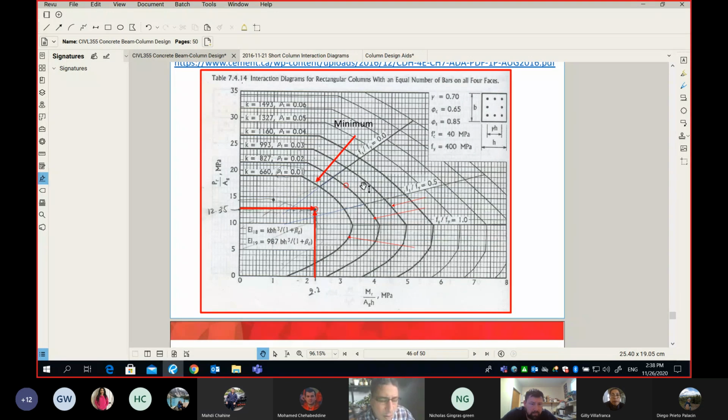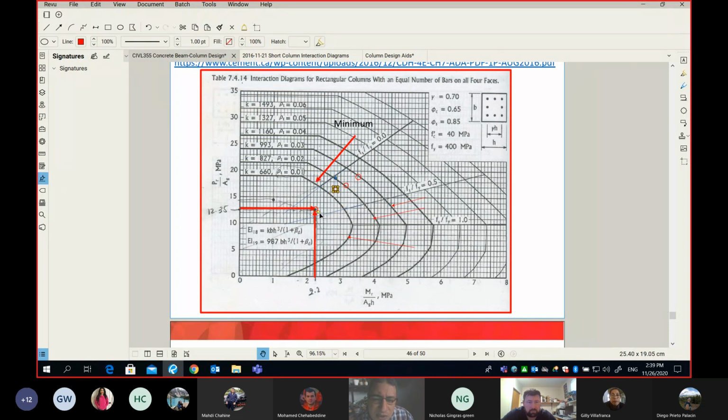2%. How about if my point comes here? How much reinforcement do I need? 3%. Okay, how about if my point is exactly halfway in between 1 and 2? 1.5%. Really, the closing remark, I already marked it on my slide, is that by code we cannot add less than 1% reinforcement, which means if my point is within this area here, I must bump up the reinforcement.